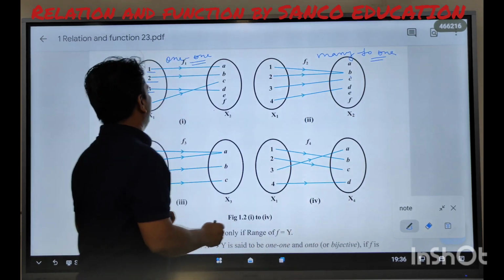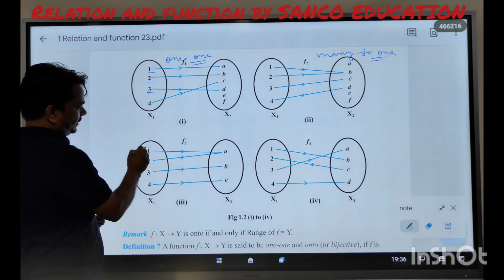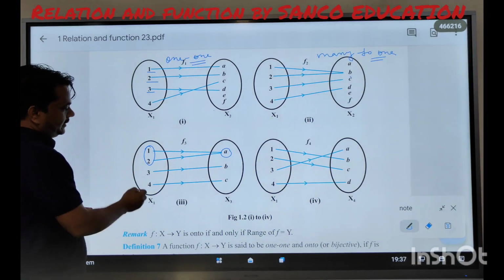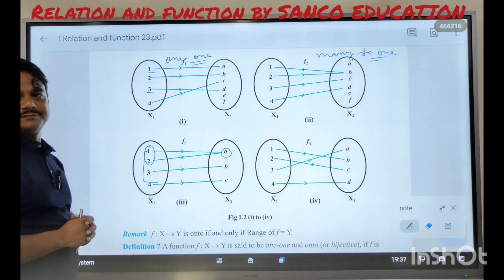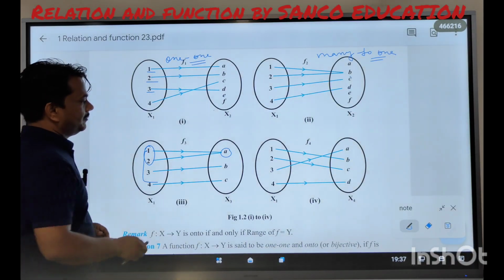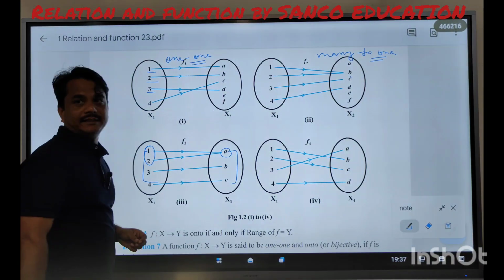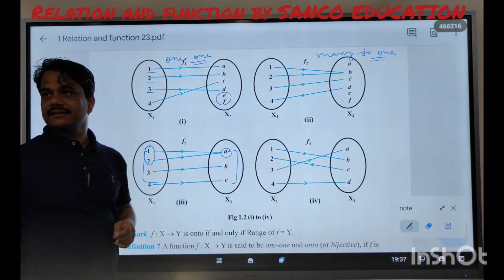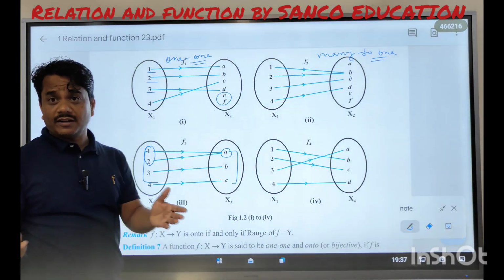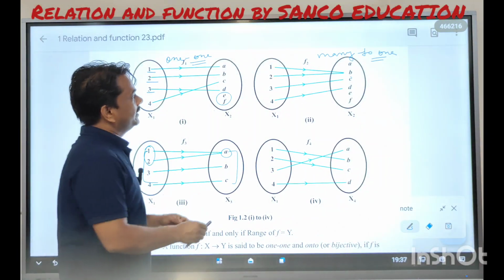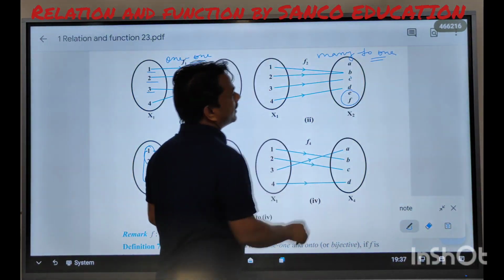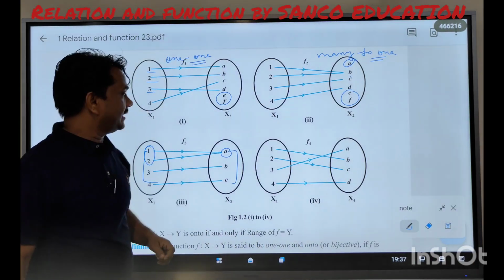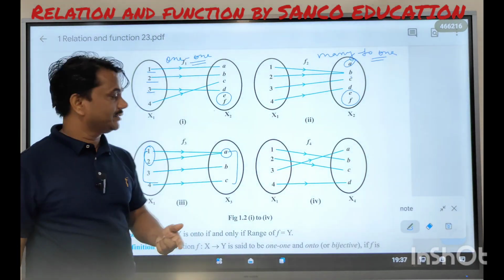What about this one? Sir, 1 and 2 have a single element. First, it is a function. But what pattern are you observing regarding this? In this case, E and F are unengaged, which means they do not have a pre-image.